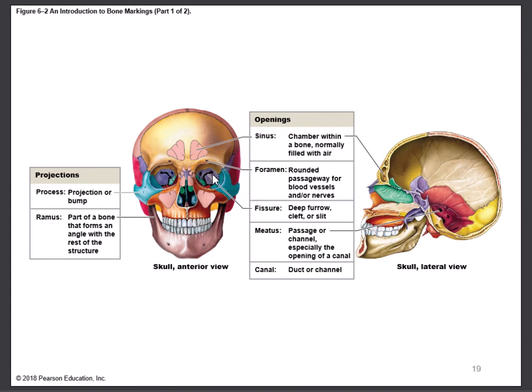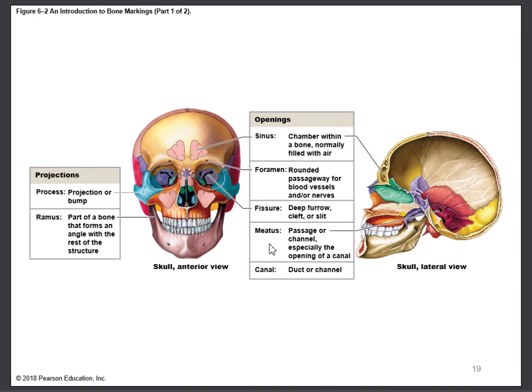Here, if you take a look, this is a great picture. There's a slit-like opening in this bone here. This is called the superior orbital fissure. The reason we don't say foramen is that a foramen is usually round. A fissure is going to be more slit-like.